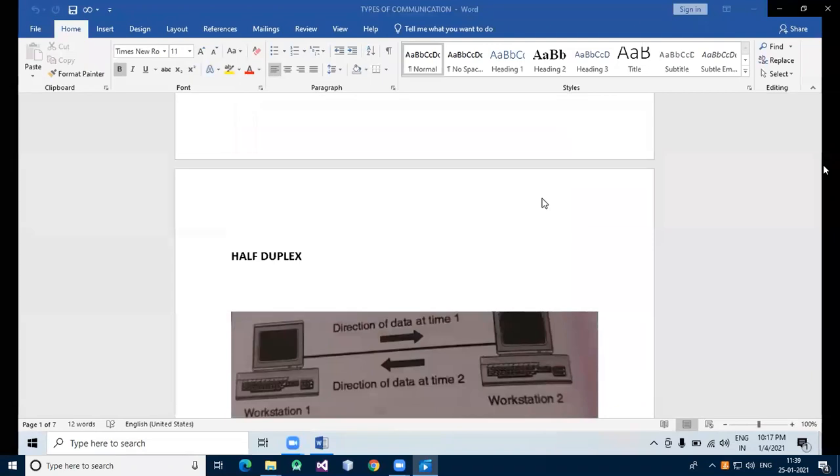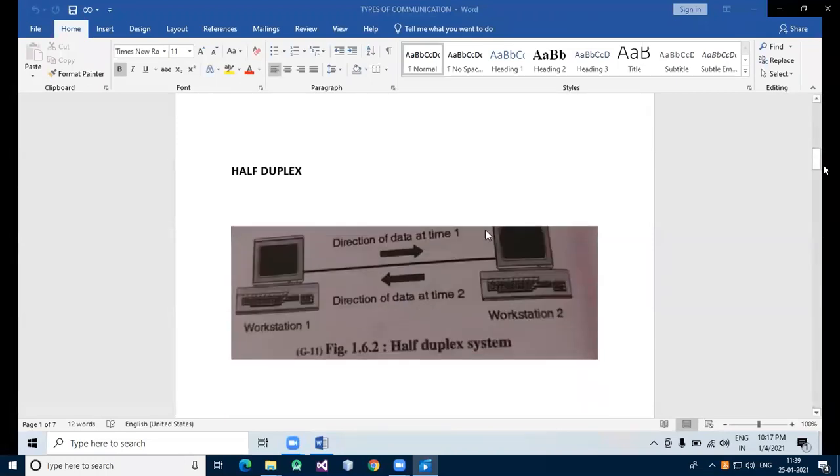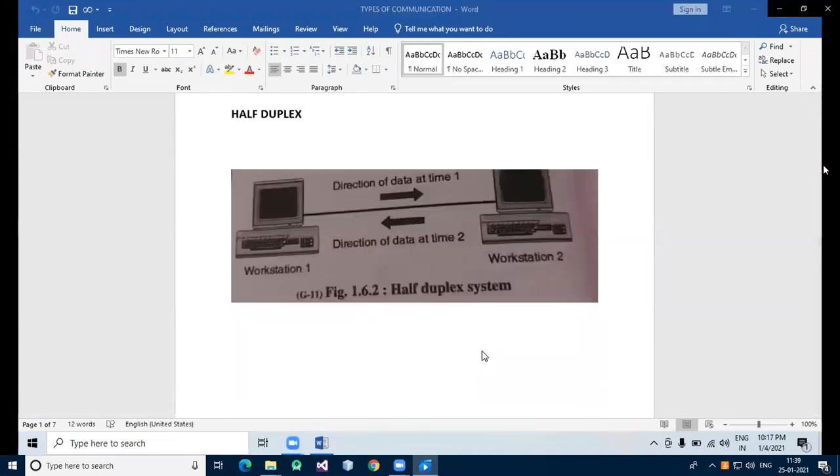Okay, now after simplex, we're going to see the half duplex. Here this is the diagram of half duplex. This system is bidirectional. अभी simplex ही unidirection थी, लेकिन this system is bidirectional. That is, they can transmit as well as receive, but not simultaneously. Means half duplex में data can transmit and receive, but not simultaneously, one by one.